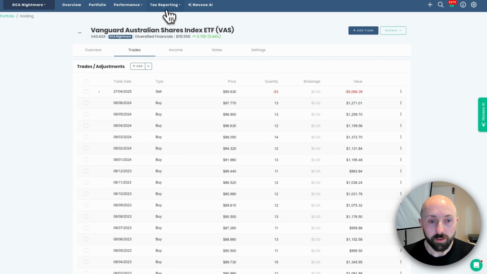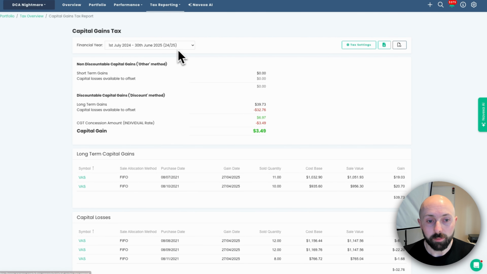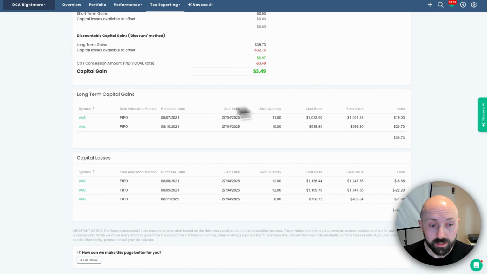So with all this data in, we can navigate to the capital gains tax report, and you can see for the 24-25 financial year, it has already calculated this sale trade for us and given us an overall capital gain of $3.49. So you can see it's split it into the 53 different units across 5 different parcels, and each line item here represents a different parcel that it's sold.